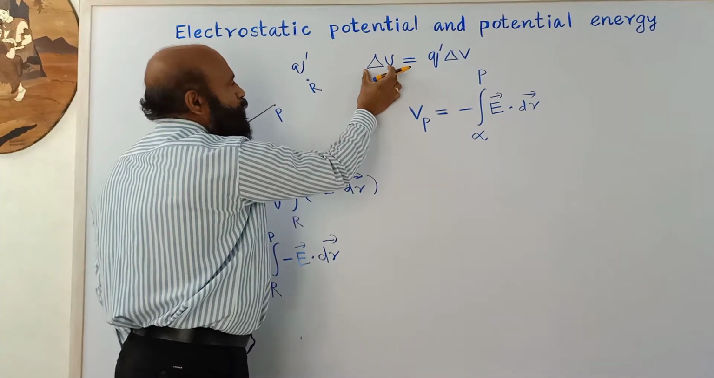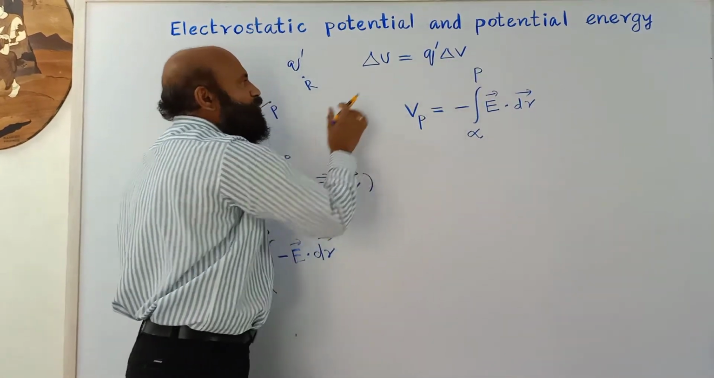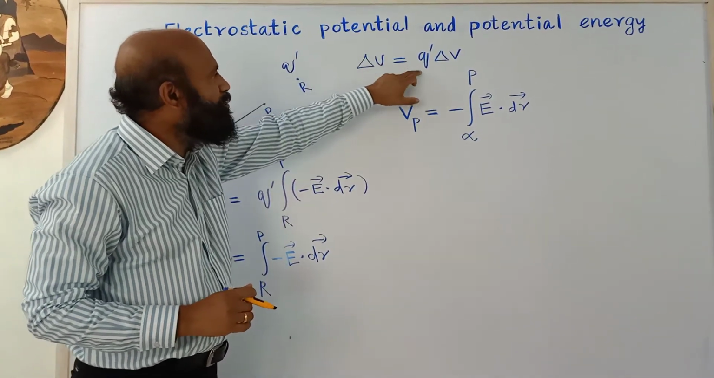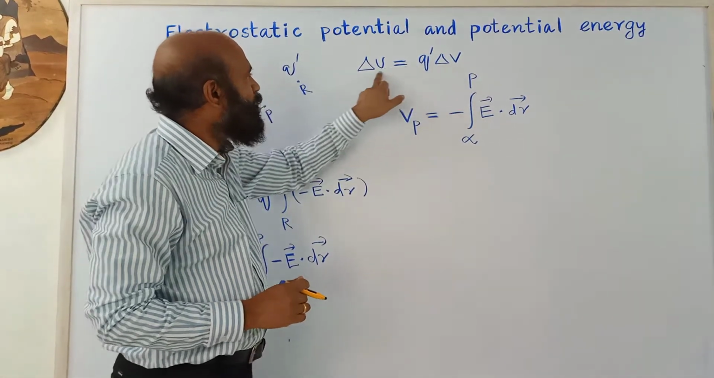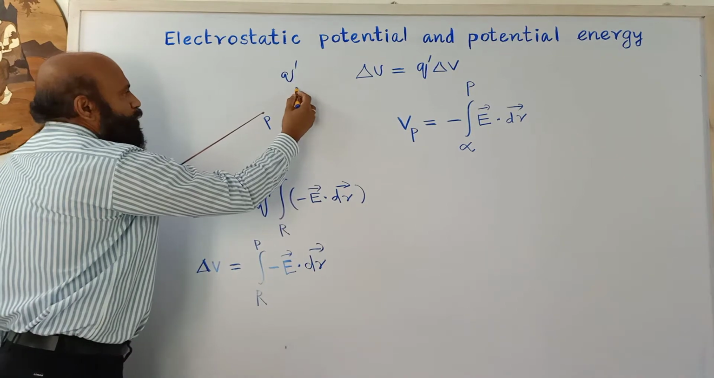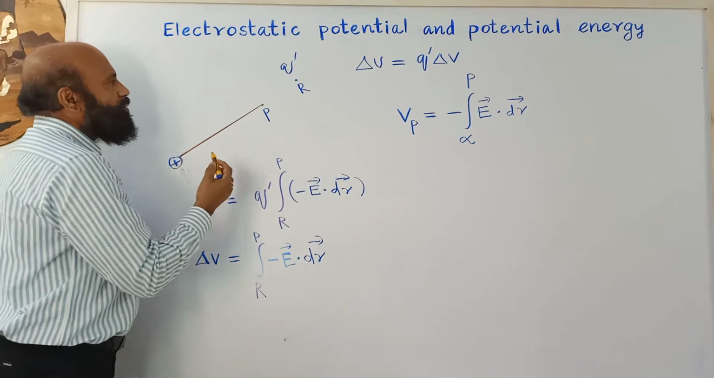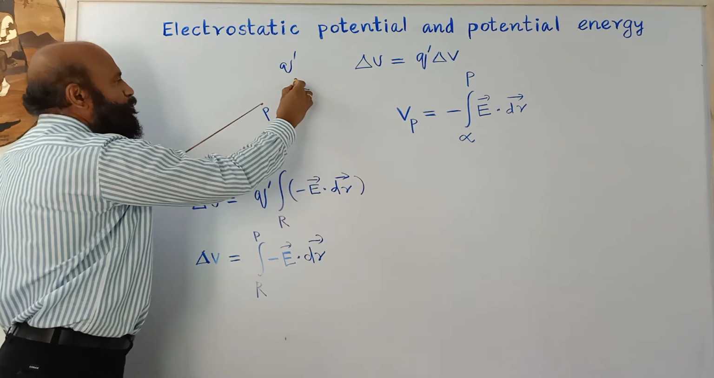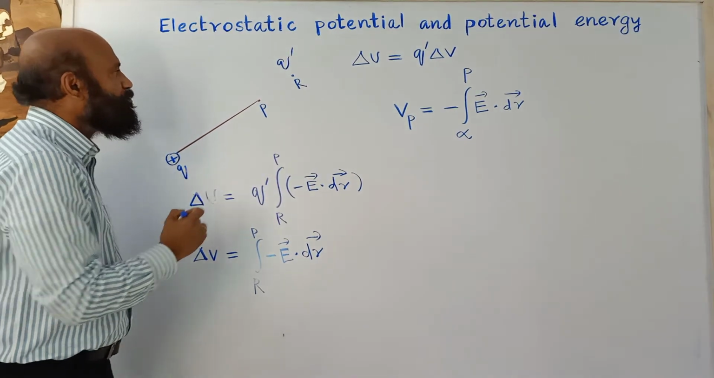So delta U is the potential energy difference. This is the potential difference. So potential energy difference means for a charge of Q dash, and delta V is the amount of work done for unit charge. So if you multiply, you will get potential energy difference. So then we defined potential difference between 2 points. Potential difference between 2 points is the amount of work done in taking unit positive charge from one point to another point with a constant velocity.